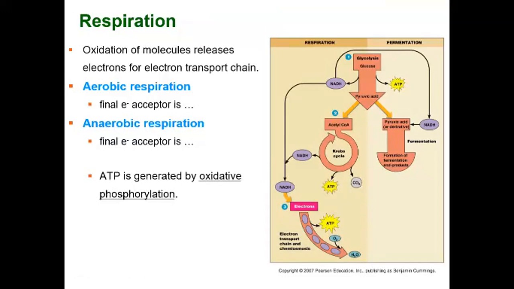ATP is generated. It's a net gain of 2 ATP. I should point out, it does happen in aerobic respiration as well as in fermentation.